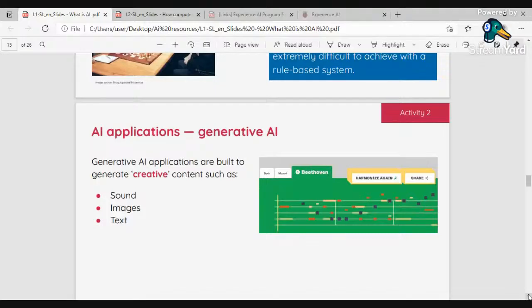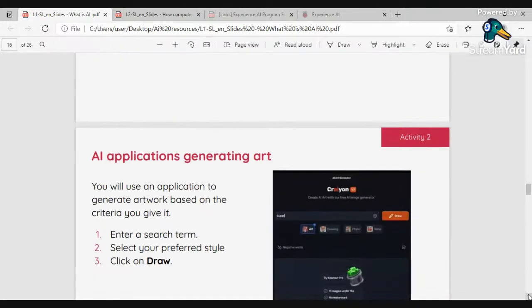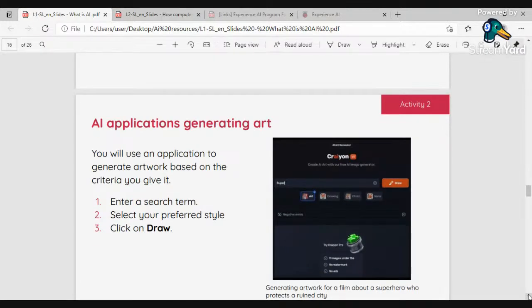AI application: generative AI. So that's about that. Now, talking about generative AI, these are basically applications built to generate creative content such as sound, images, and text. So you have to engage your students in a way that makes them get familiarized and used to some of these things. AI application generating art.